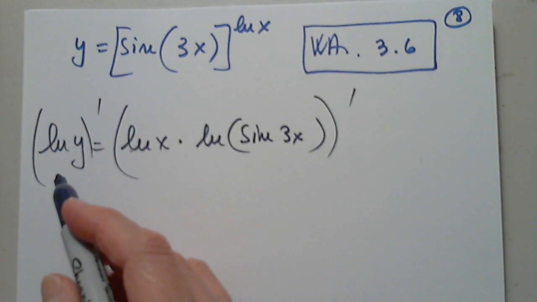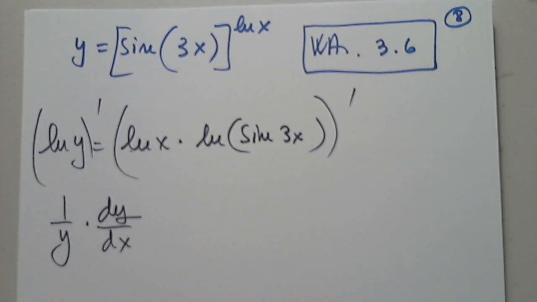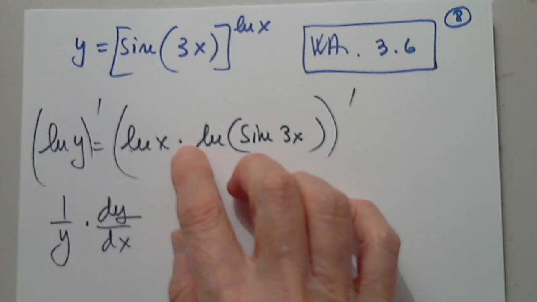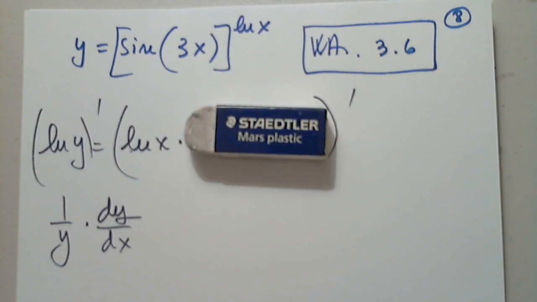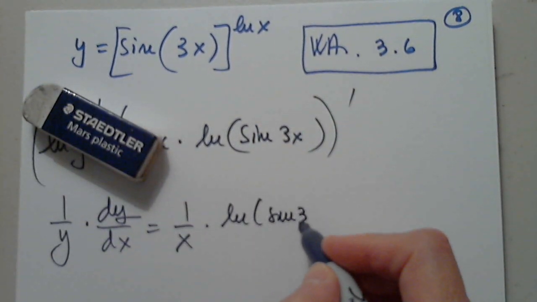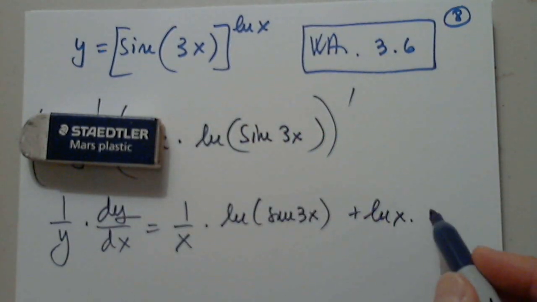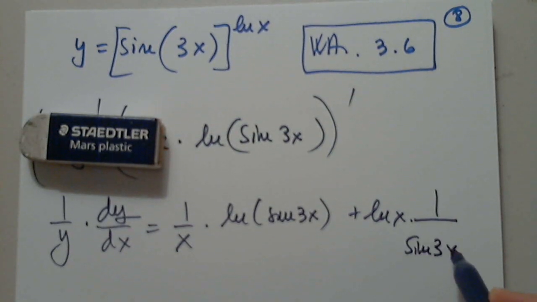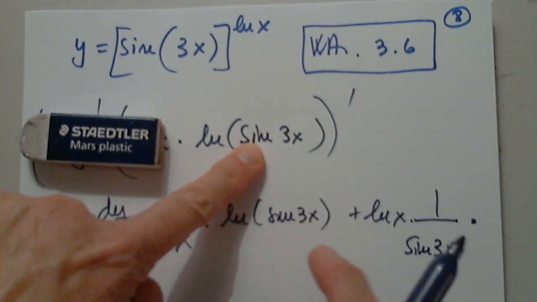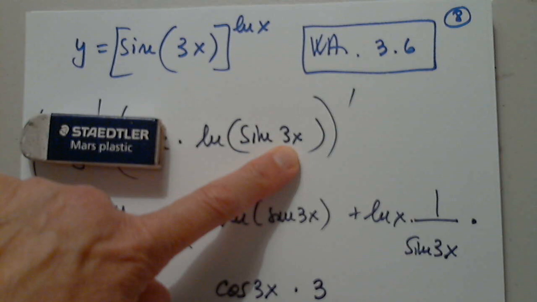And this left-hand side has to be differentiated implicitly as 1 over y times dy over dx. So far, so good. Any question on this step? Now I have to apply the product rule. First I differentiate natural log x, and I get 1 over x times this, plus I copy natural log x, but now I differentiate this one, which is 1 over sine 3x times the inner function prime times the innermost function prime.